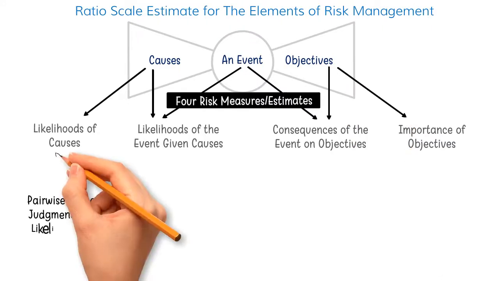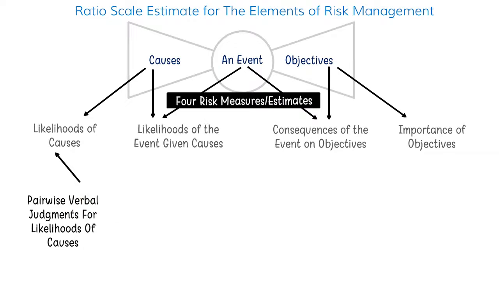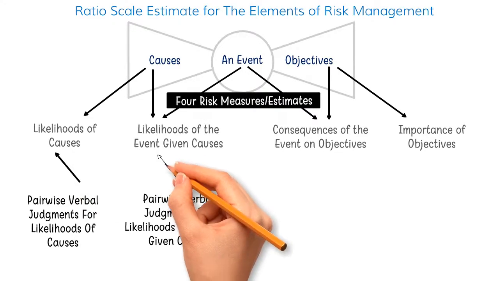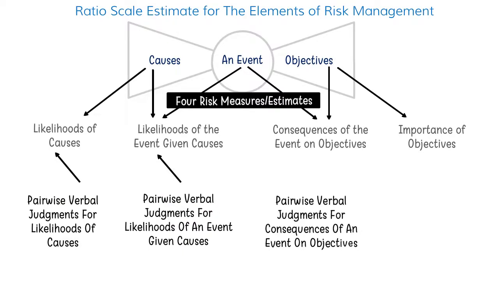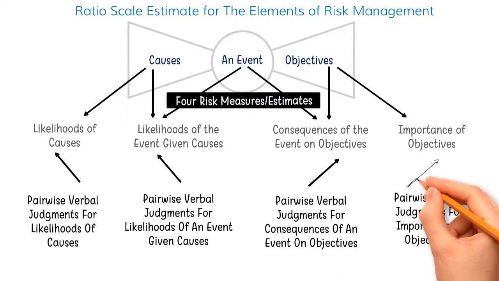Pairwise verbal judgments for likelihoods of causes. Pairwise verbal judgments for likelihoods of an event given causes. Pairwise verbal judgments for consequences of an event on objectives. Pairwise verbal judgments for importance of objectives.